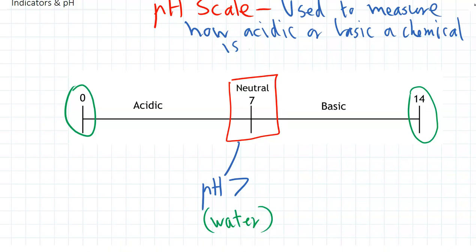You can also see here that anything with a pH less than 7 is acidic. So that's where all the acids are found. And anything with a pH between 7 and 14 is basic.